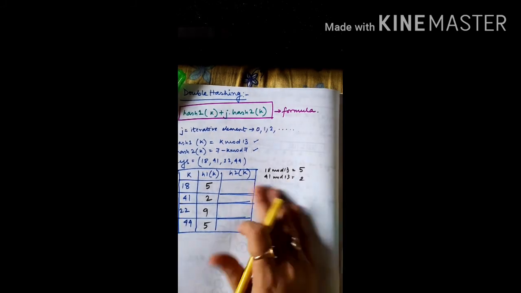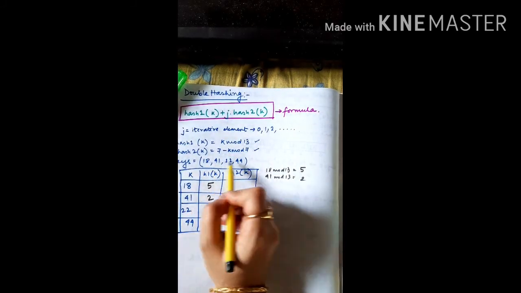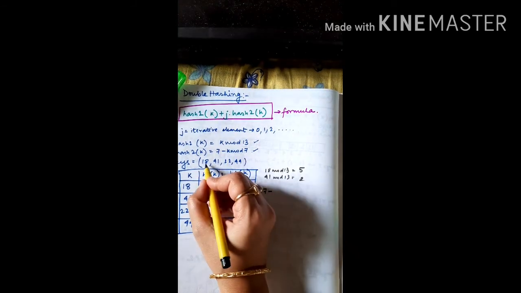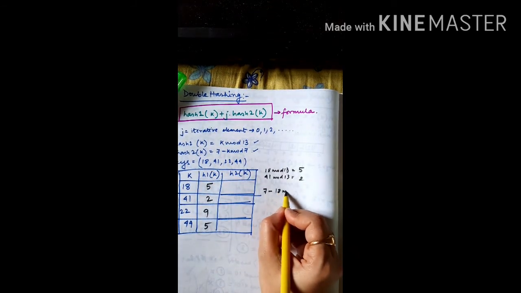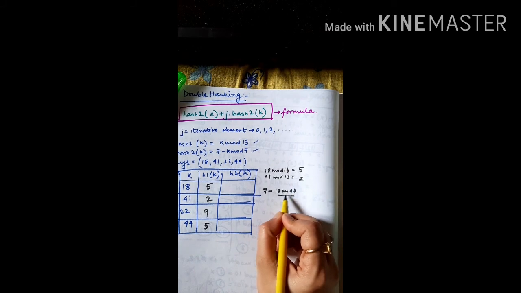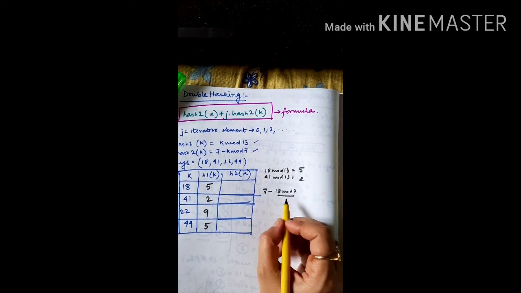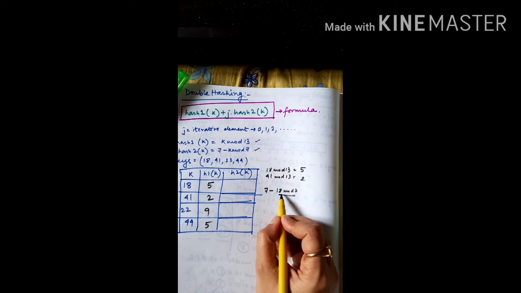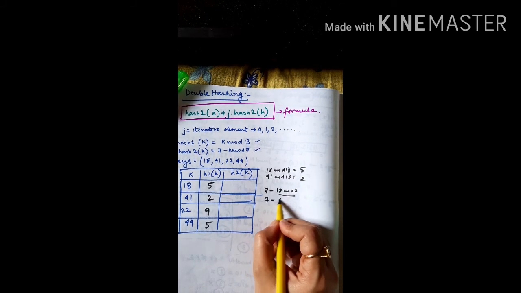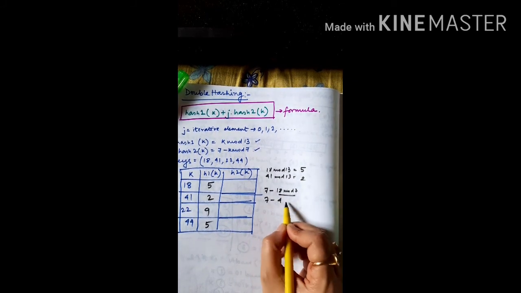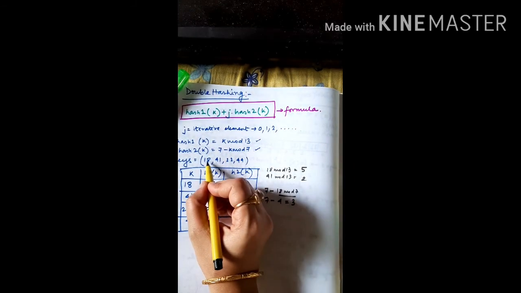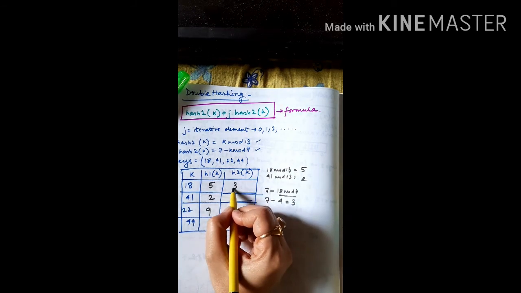Now we need to apply hash function 2 on the same keys. Hash function 2 says 7 minus k mod 7. First is 18. 18 mod 7: 18 divided by 7 goes 2 times, so 18 minus 14 is 4. So 7 minus 4, the answer is 3. So the hash function 2, if we apply on our first key, the answer is 3.